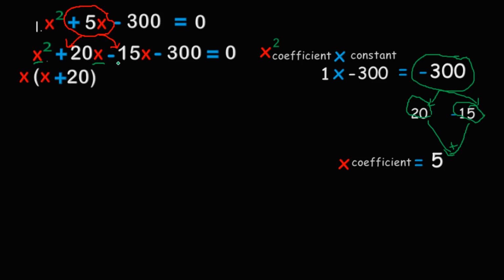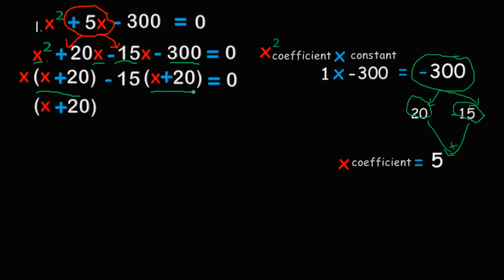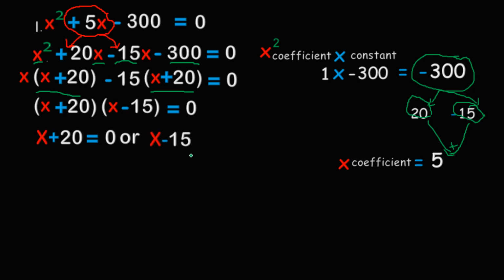Now coming to the next two terms, here clearly -15 is common. So if we take out -15 as common, we get x + 20 inside the bracket, which equals 0. Now again, if we observe here, x + 20 is common. So let us take out x + 20 as common. By taking it common, we get x - 15 inside the bracket. So now we have the product of x + 20 and x - 15 equals 0. That means we can take x + 20 = 0 or x - 15 = 0.